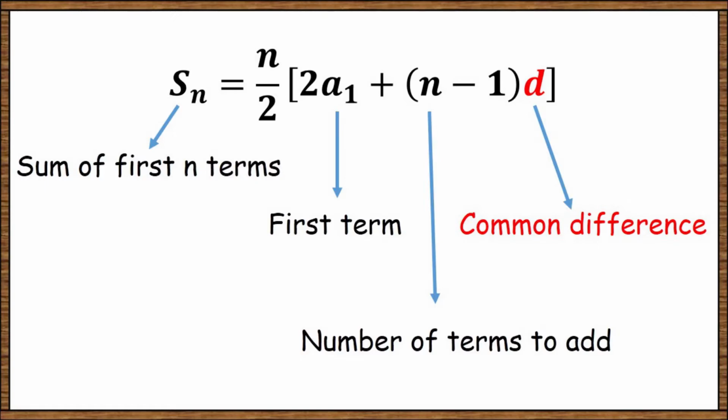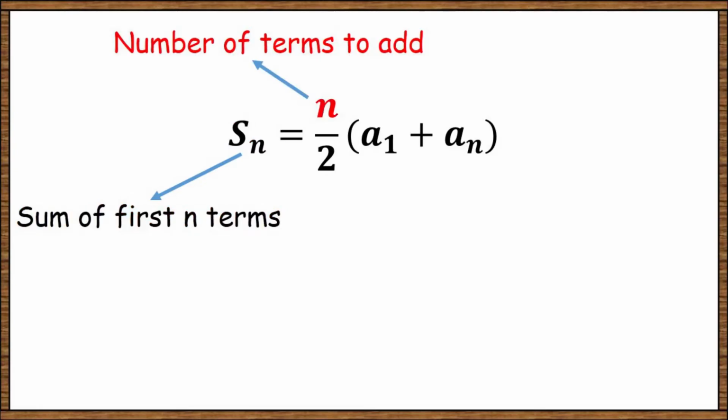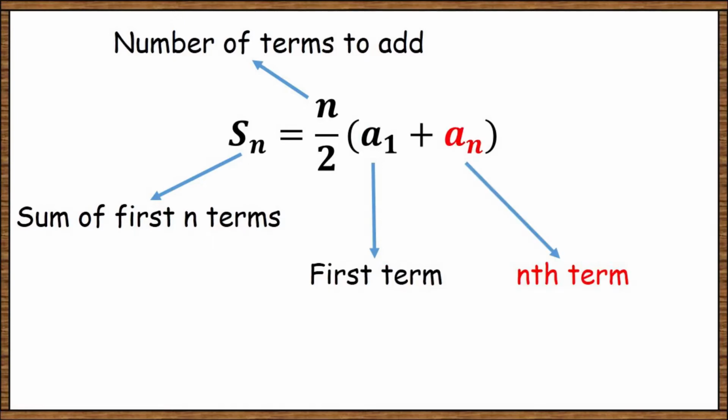Ito ay isa sa dalawang formula ng arithmetic series. Ang pangalawang formula ay S sub n is equal to n over 2 times the quantity a sub 1 plus a sub n. S sub n ay ang sum of first n terms. Ang n naman ay ang number of terms to add. First term of the sequence ang a sub 1. At ang a sub n ay ang nth term.